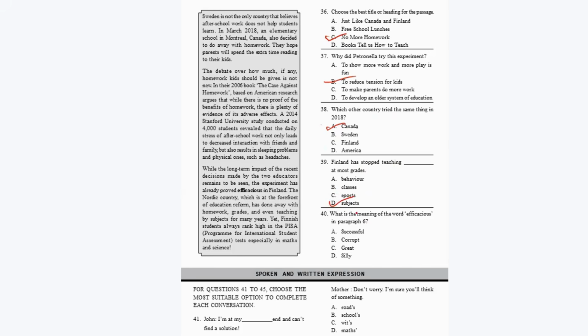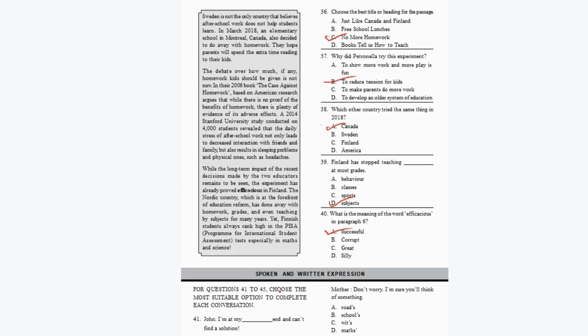It's option D. What is the meaning of the word efficacious in the paragraph 6? So efficacious means it is successful. Okay, so it's option A here. So with this, we have completed the section 2. Now let's go to the third section, which is spoken and written expression.